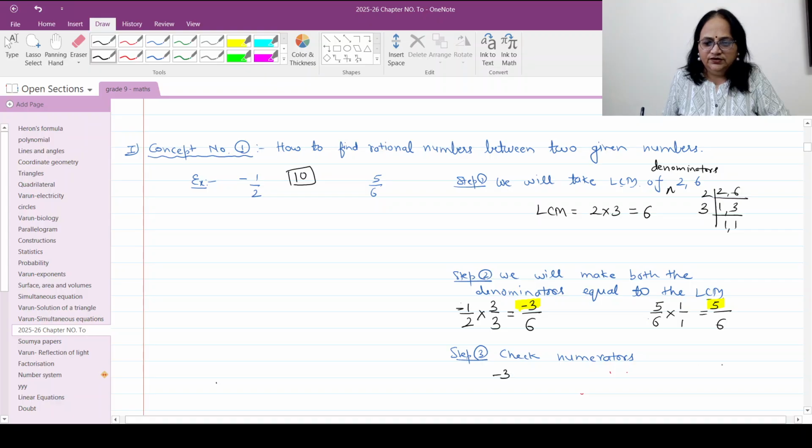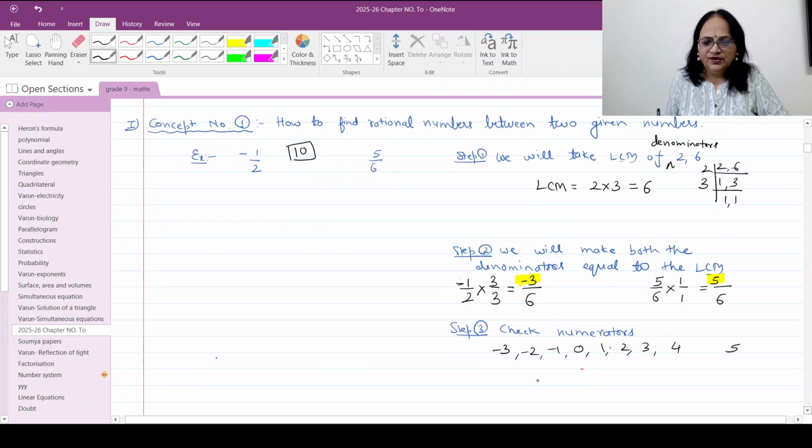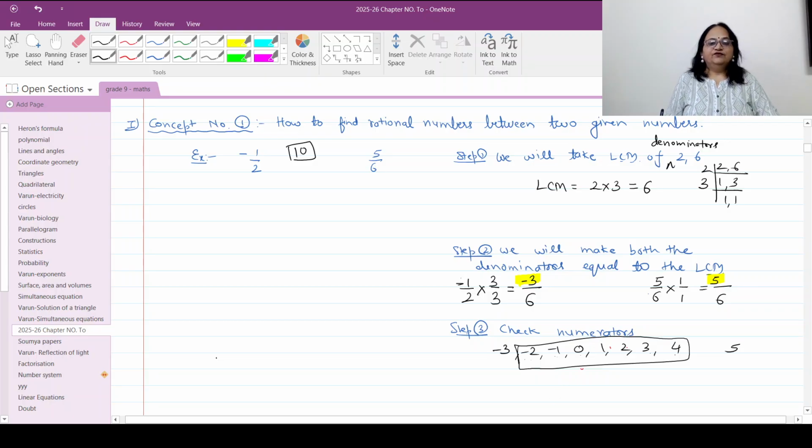From -3 to 5, how many numbers I have? 0, 1, 2, 3 and 4. Count these numbers. How many are they? Between है, तो we will start from -2, है ना? -2, -1, 0, 1, 2, 3, 4. So in between I have only 7 rational numbers. So if you have to insert 3, 4, 5, 6, 7, then it's okay.